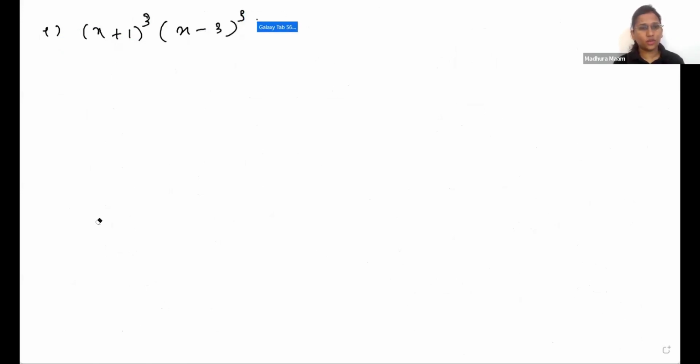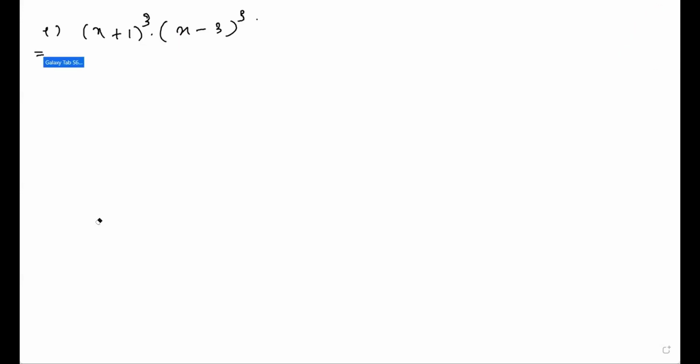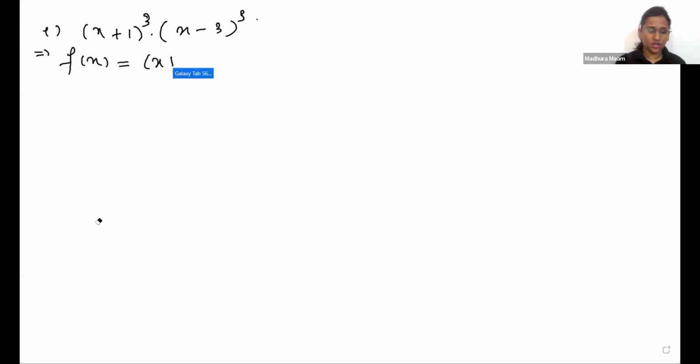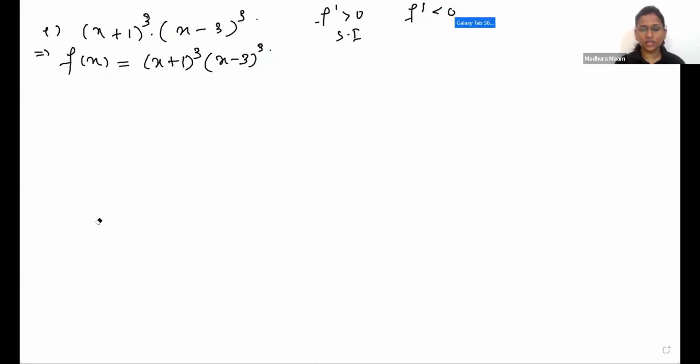Okay. So this is the next question. x plus 1 whole cube into x minus 3 whole cube. Is this a product of two functions or no? Yes, ma'am. Be very careful. Okay. This is the product of two functions. So first thing, you write this as f of x. Now we know that it will be strictly increasing if f dash is greater than 0. If f dash is less than 0, then it will be strictly decreasing. So I have to find f dash now.